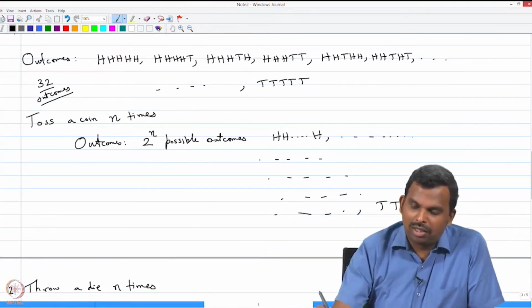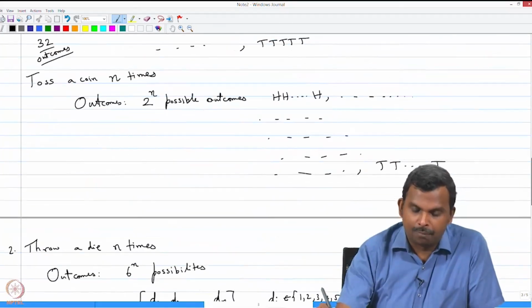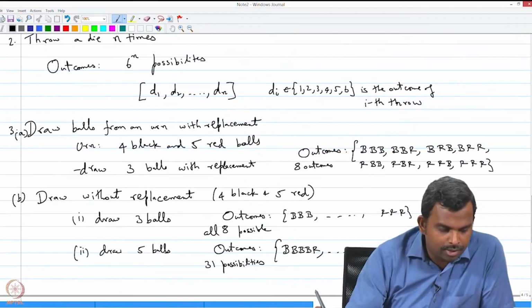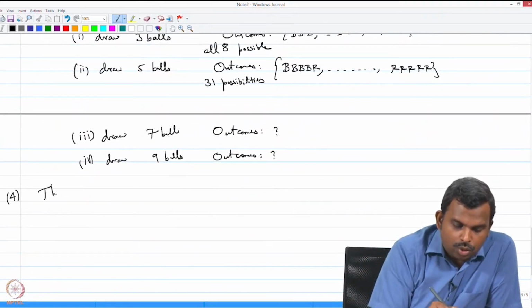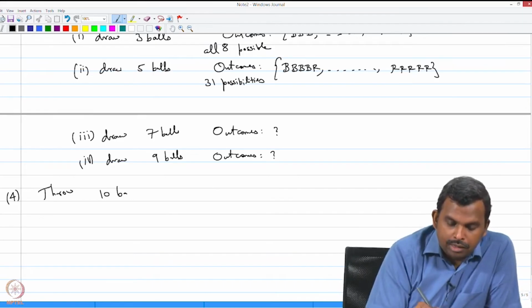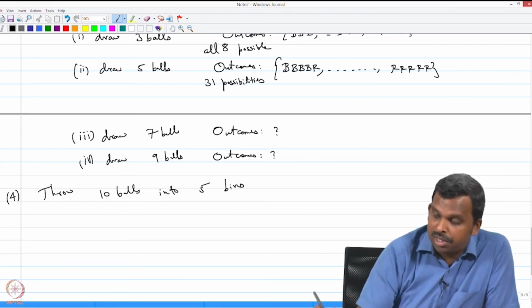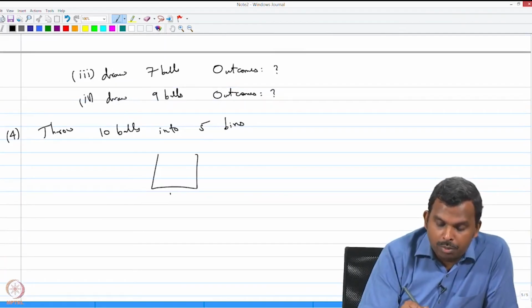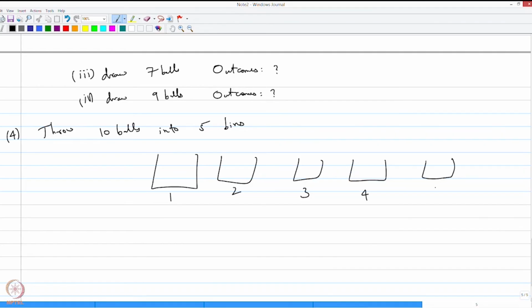And I'll also give you the last example that I'll do in this lecture, which is about throwing balls into bins. This is the 4th one. Let's say we throw 10 balls into 5 bins. We had the 5 bins before. Previously I was just looking at 1 ball going into a bin. Now I'm going to throw 10 balls into 5 bins.